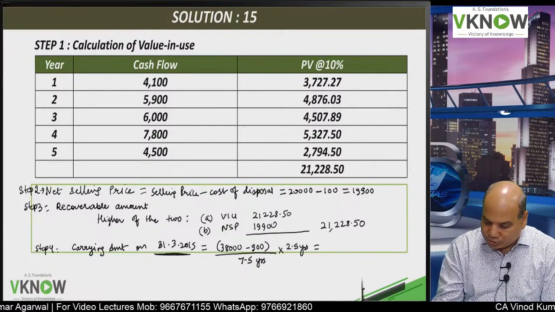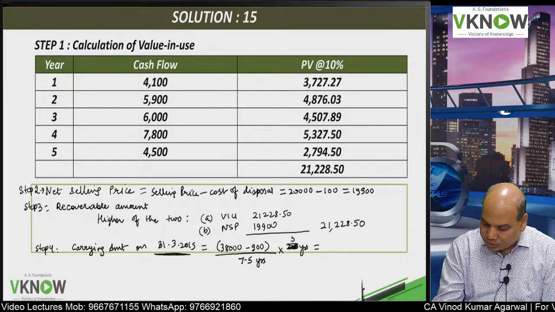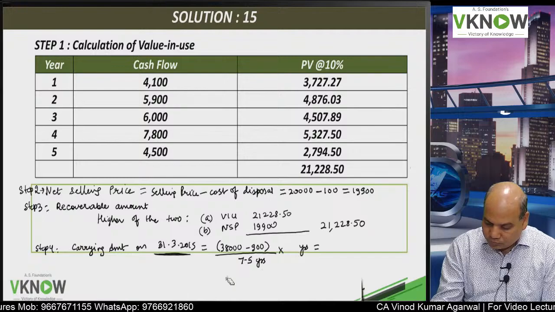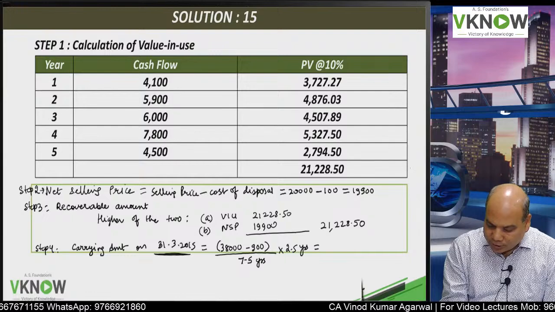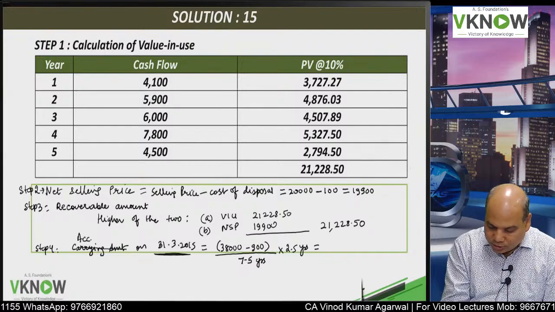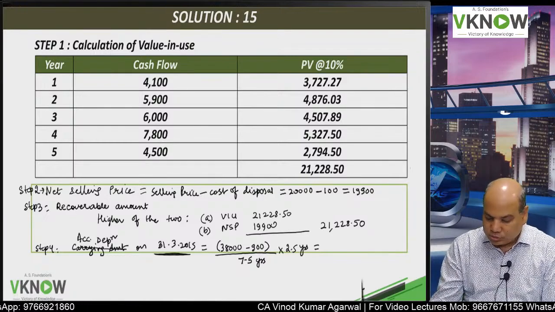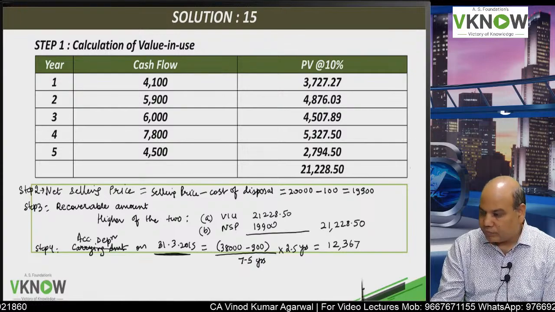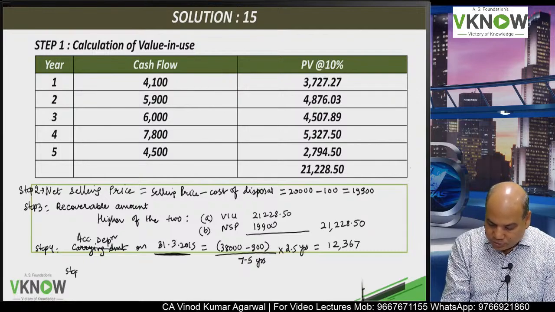That is your total depreciation. So 2.5 years are over. So what I am getting is depreciation. So instead of carrying amount, write down accumulated depreciation. On 31st March 2015, this will come to 12367. Accumulated depreciation 12367.